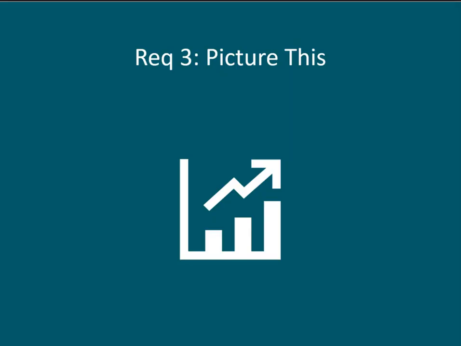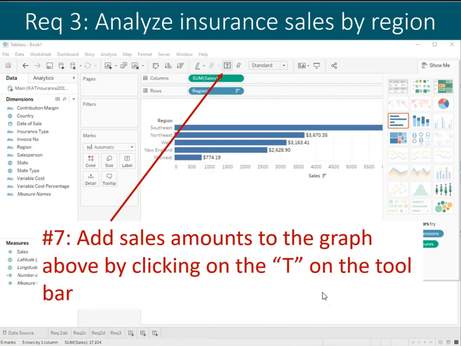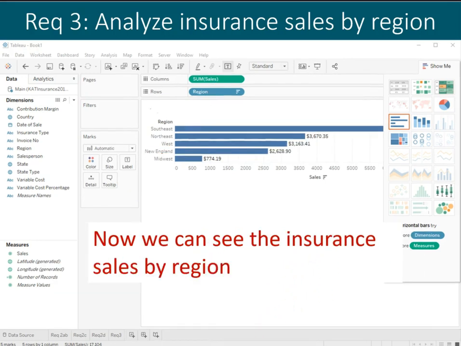Again, let's go one step further and make a graph to better visualize the information. Click and drag Sum Sales to the Columns field. It will leave the Marks panel. Add the sales dollar amounts to the bar graph by clicking the T icon on the toolbar. Now we can see the total insurance sales for each region.